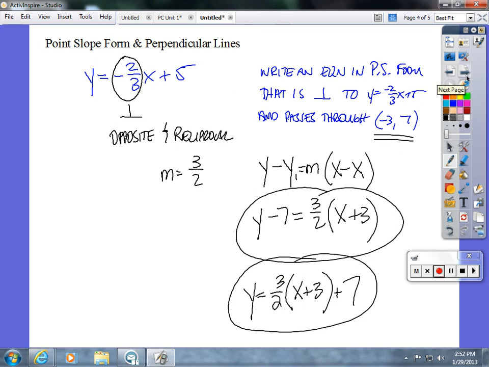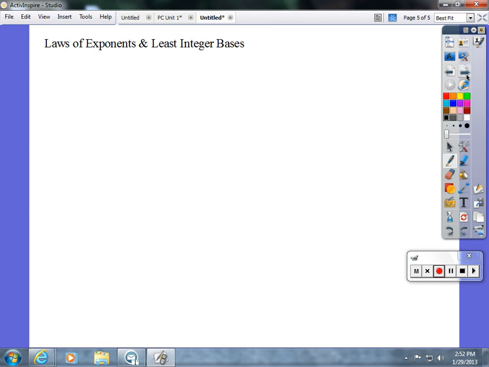Last, we have laws of exponents, least integer bases. So let's say we had an expression that needs to be simplified. Something like, let's see here. What if we have, a lot of these look the same. Okay, and we want to simplify that so that it has the smallest possible integer base.